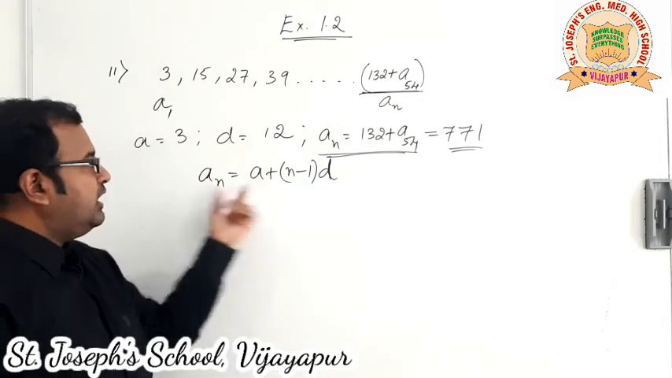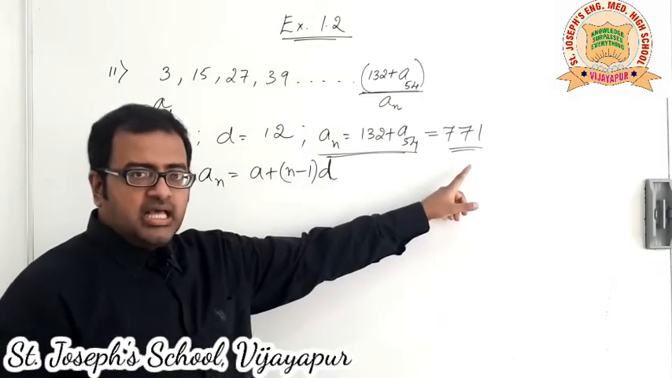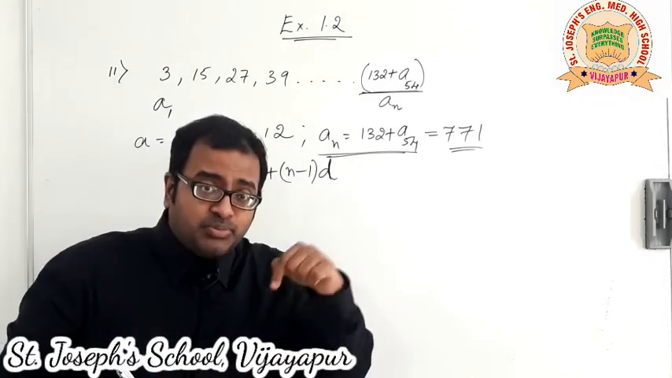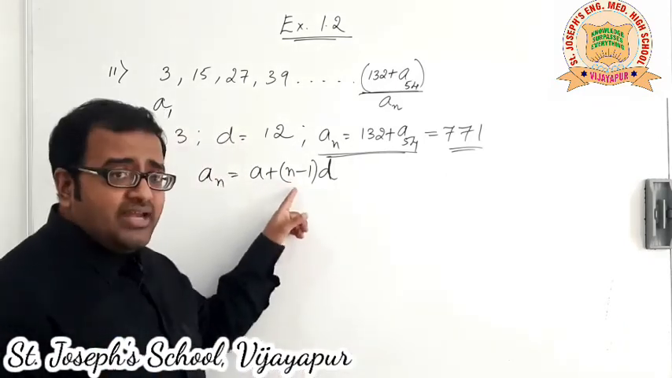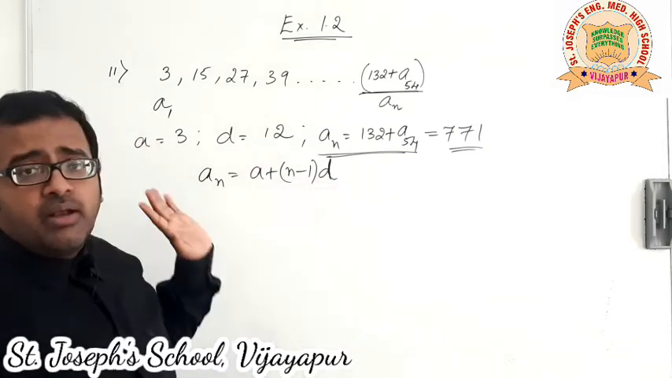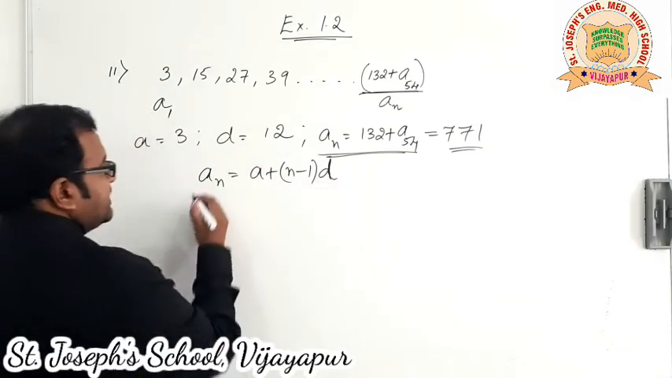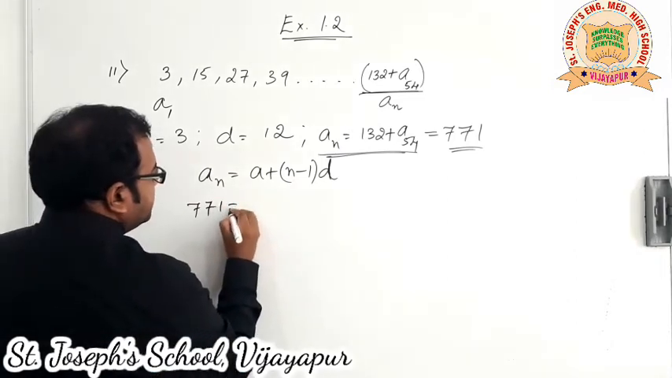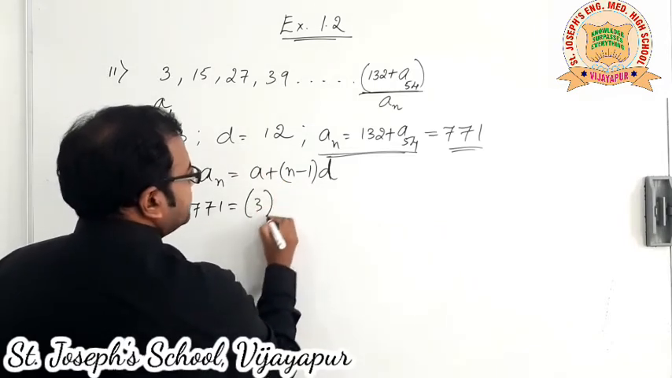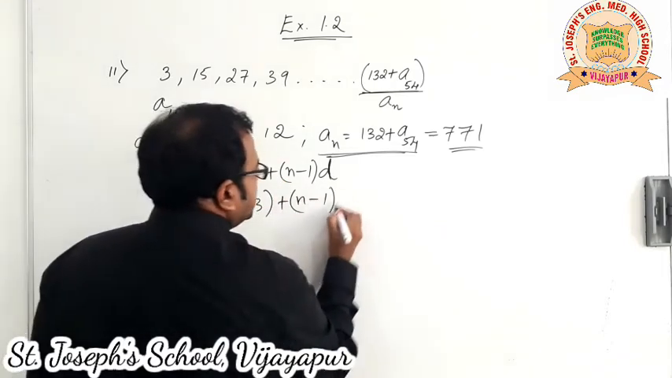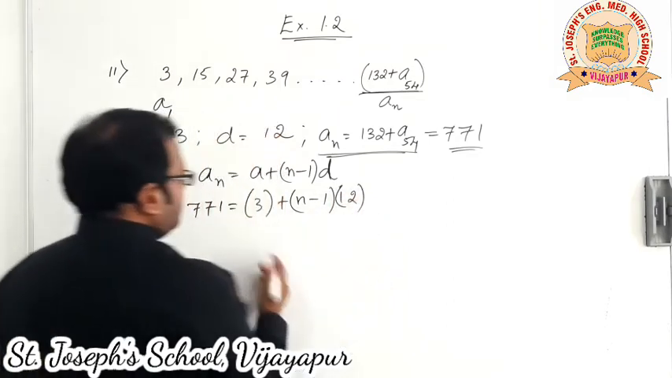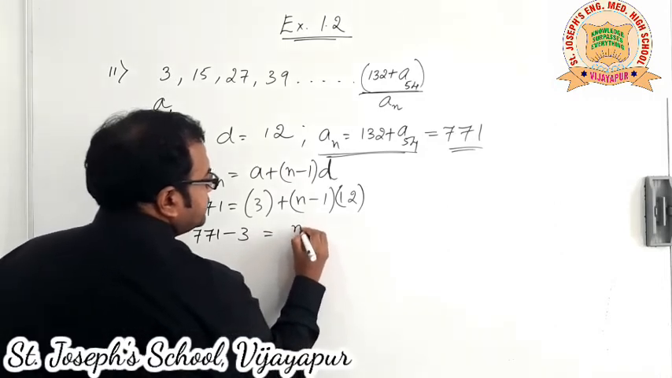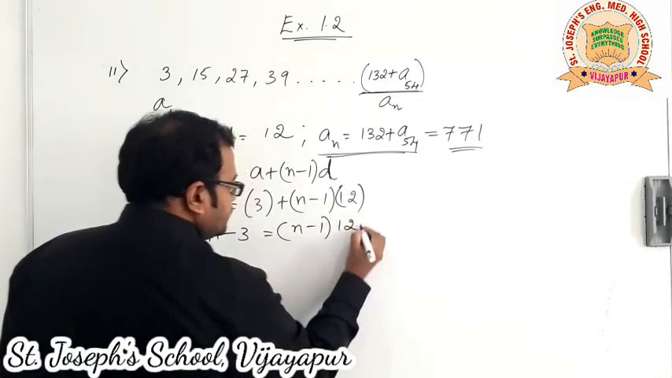So, in this formula, AN will be 771, the last term, and N we need to find out, that position of that ANth term. D, however, is 12. So, let us use all the things that we know. AN value is 771, which is equal to A, which is 3, plus N minus 1 into D, which is 12. 3 comes to the other side, becomes 771 minus 3, which is equal to N minus 1 into 12.